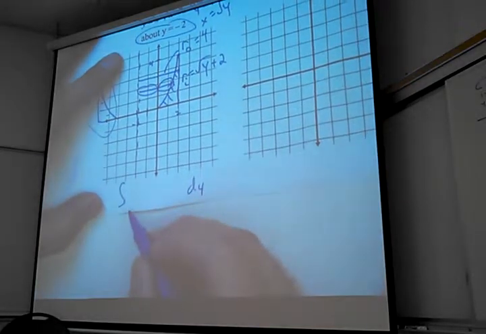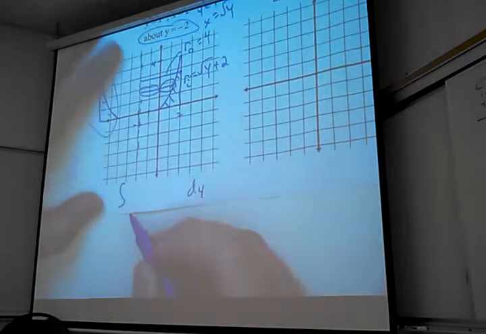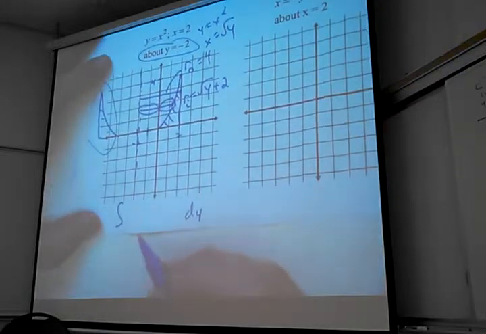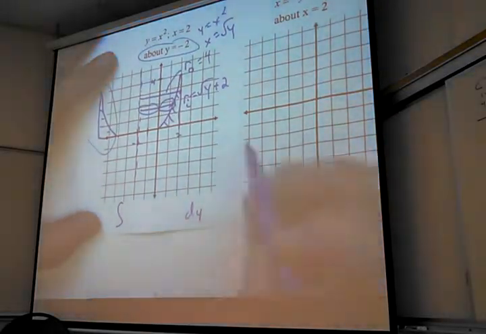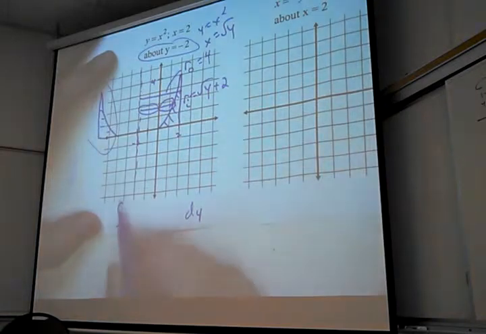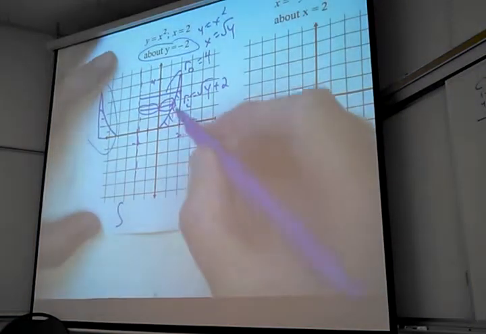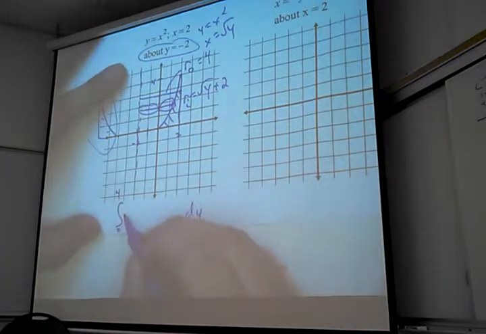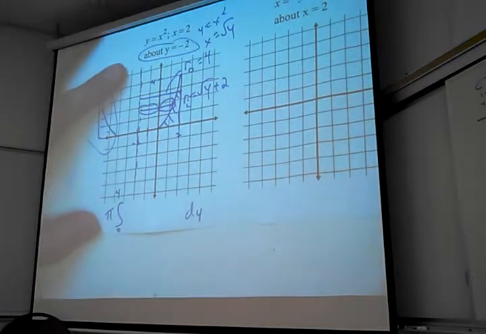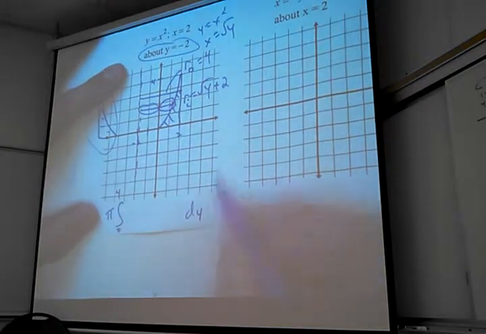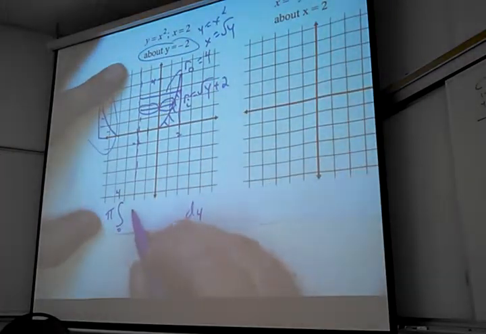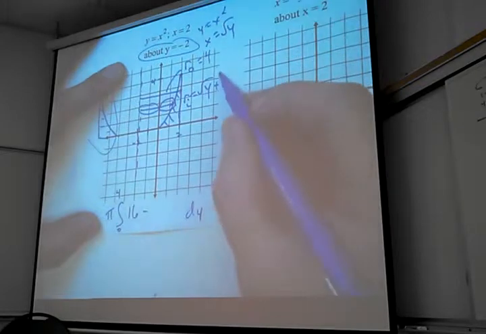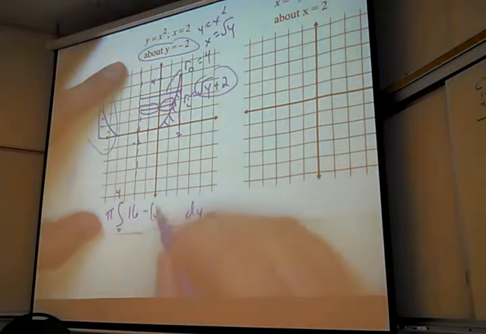I'm going to do pi square root of y plus 2 squared. Don't go there yet. I'm not talking about the inside yet. I'm just talking about the limits. I'm sorry. So what does y do? 0 to 4. So then the inside is going to be, I can put the pi on the outside pretty much as it's a constant. So it's going to be the outer radius squared, that's 16, minus the inner radius squared.